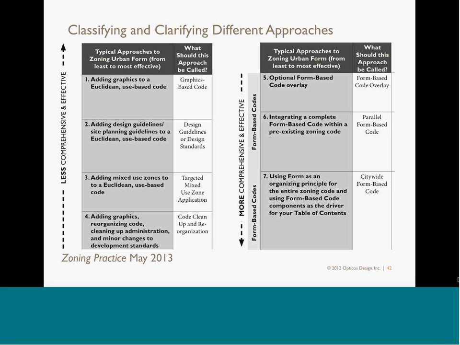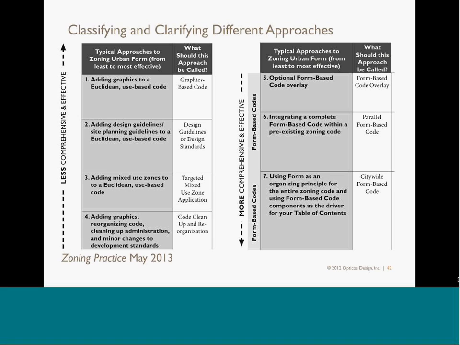Then there's adding use zones to a Euclidean use-based code, a lot of this starting in the mid-1980s, a really good effort to try to regulate more diverse mixed-use, more diverse urban environments. What we're finding now is I would actually prefer that we stopped using the term mixed use because it's extremely vague and can mean a number of different things to different people.